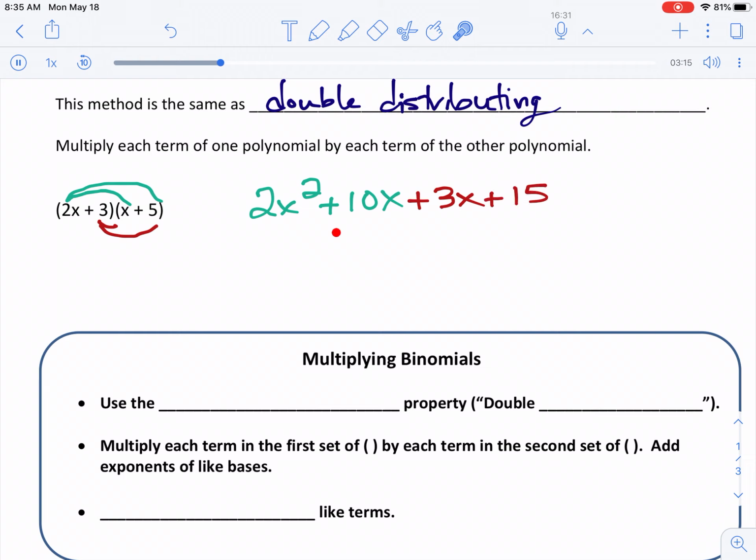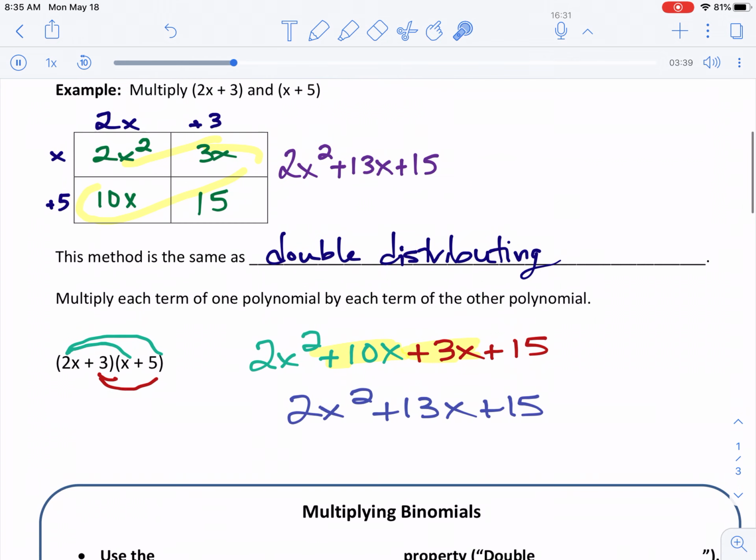And what we notice is that there are like terms here and here. These are like terms that can be combined. So what we're going to do is we're going to add them. So the 2x squared comes down. 10x and 3x is 13x. And the 15 comes down. And what you notice is it's the same answer that we got before without using the box.